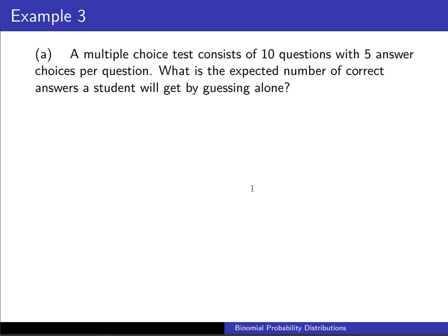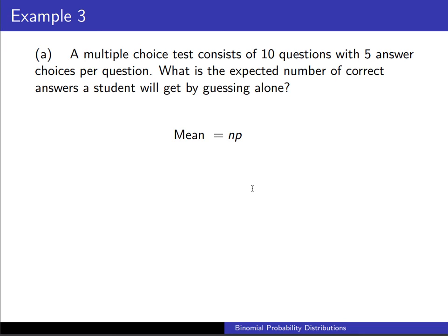Example 3: a multiple choice test consists of 10 questions with 5 answer choices per question. What is the expected number of correct answers a student will get by guessing alone? So if the student did not study for their test and they have a 10-question test or a quiz, and each one has 5 choices, let's say A, B, C, D, E, how many can we expect the student to get by purely guessing, which hopefully is not you.